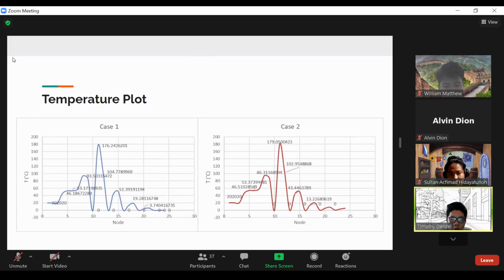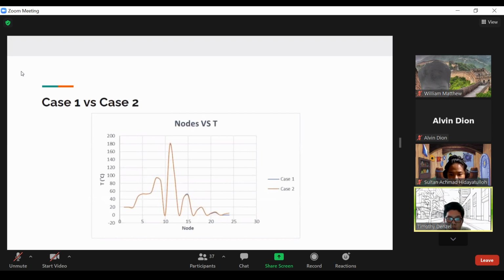This is the temperature plot. This is for case one. The graphic is node versus temperature. This is for case two, the node versus temperature two. This is the highest temperature. This is for case two and case three. The graph will look similar, but there is a little difference in node 15 and node 23 until 25.